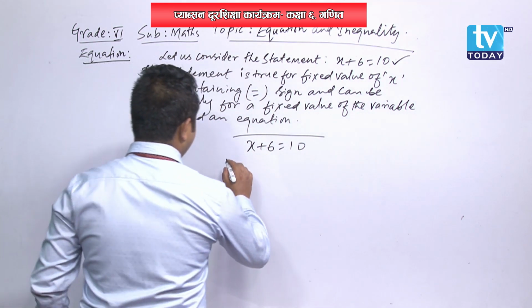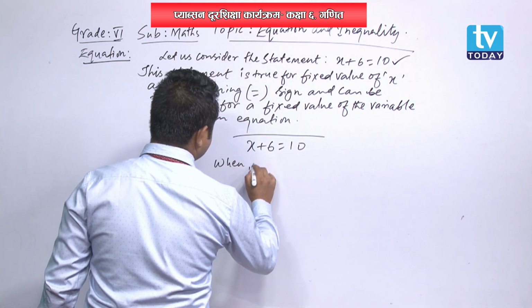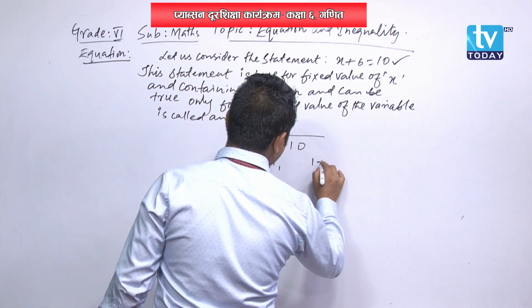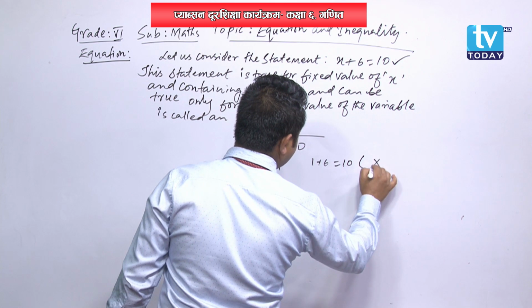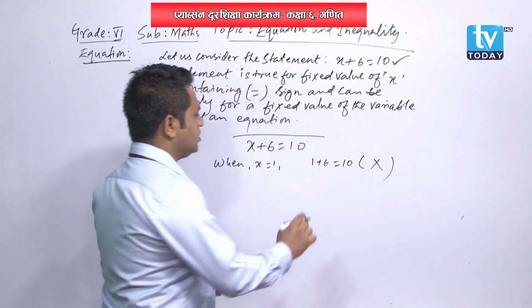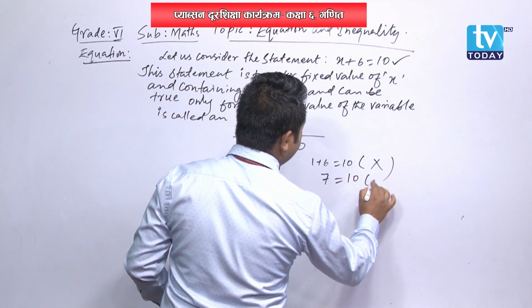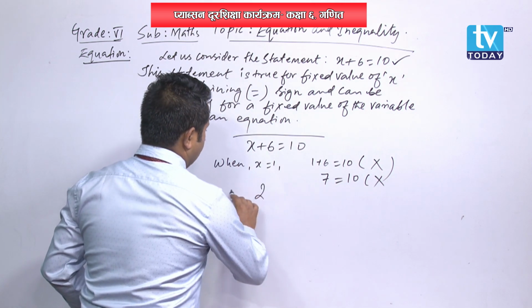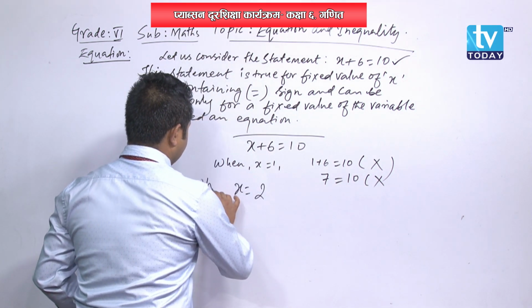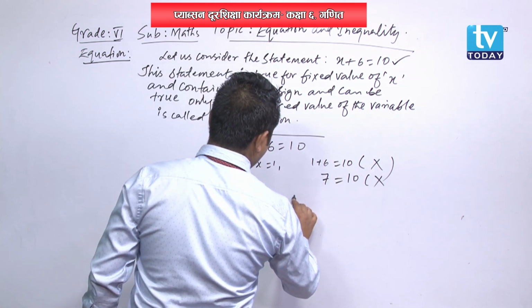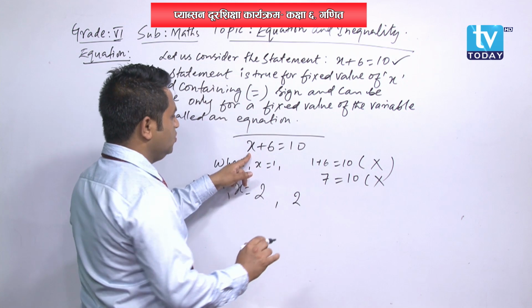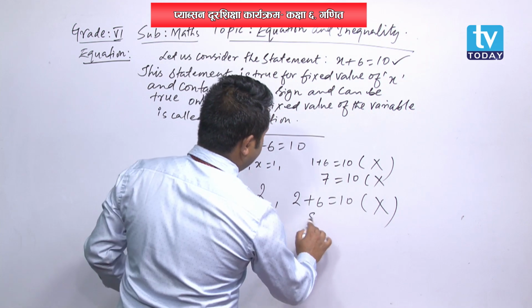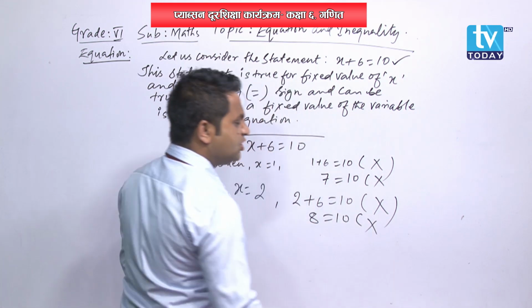Suppose x equals 1. Then check your left hand side: 1 plus 6 equals 10. This is not true. 1 plus 6 is 7. 7 cannot be equal to 10. So, this is a false statement. Suppose x equals 2. Then you have to replace x by 2. 2 plus 6 equals 10? This also is not true, 8 cannot be equal to 10. So, this is also a false statement.